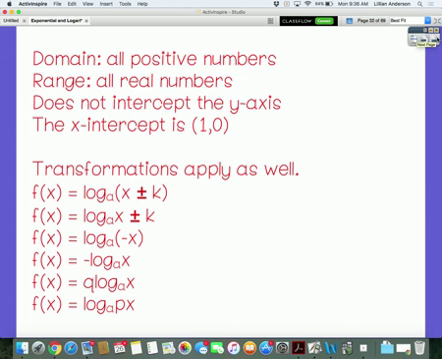So, just to recap all that, domain is all positive numbers, so 0 to infinity. This is of your basic logarithmic function. No transformations get involved. Your range is all real numbers. This time you do not have a y-intercept. You actually have an x-intercept that's at (1, 0). And then, of course, your transformations also apply just like how they applied with your exponential functions.